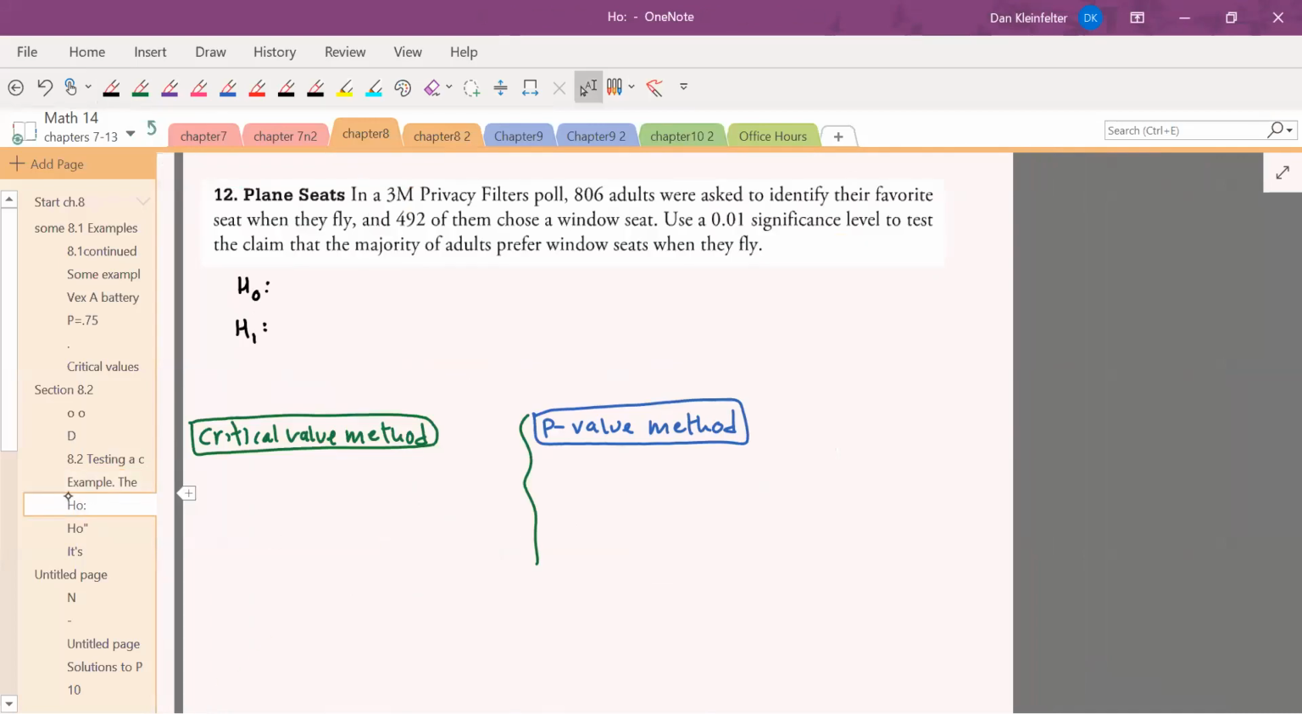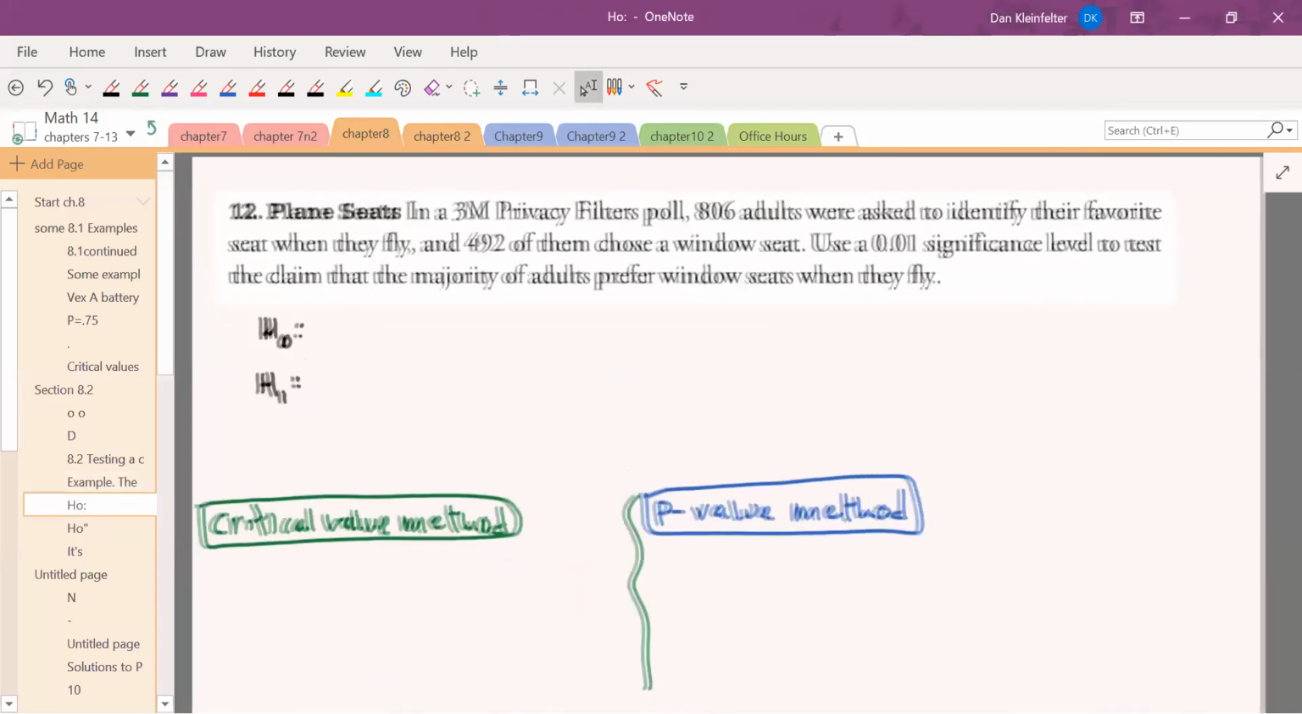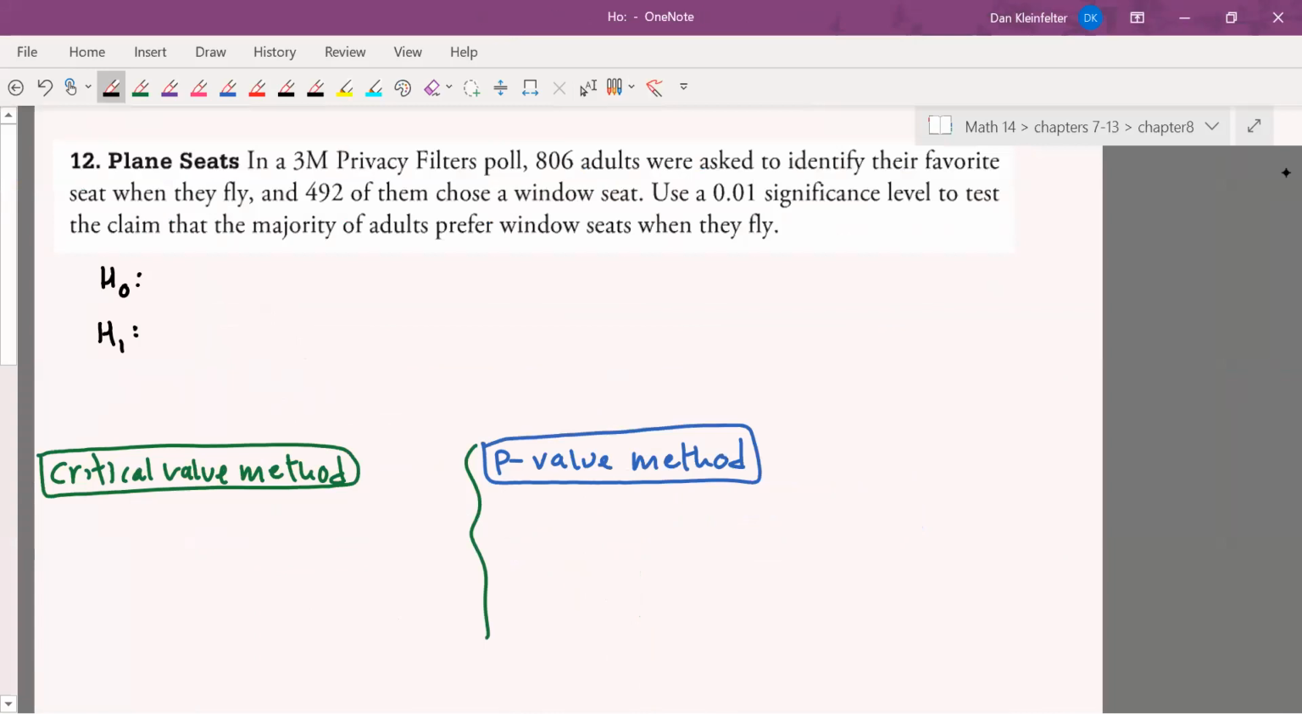All right, next example. Make sure that you're trying each of these, by the way, before I go through them. In a 3M privacy filters poll, 806 adults were asked to identify their favorite seat when they fly, and 492 chose a window seat. So I can tell you now that that will be 492 out of 806, or 0.6104.